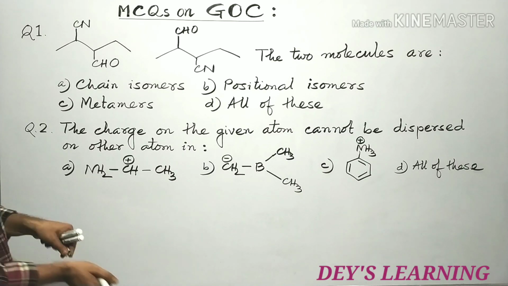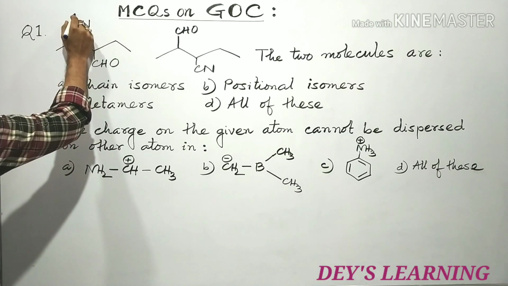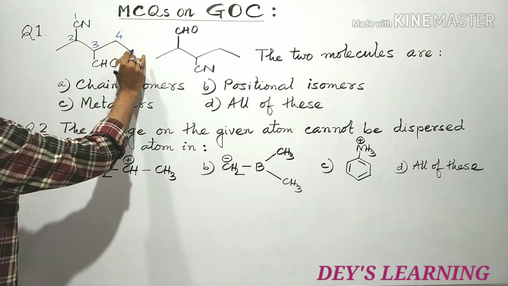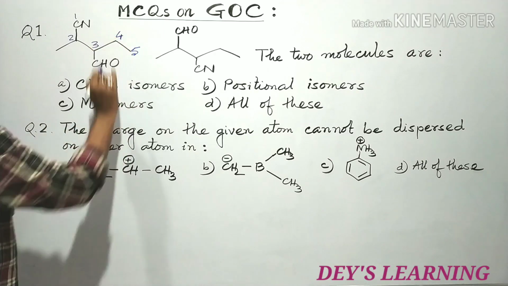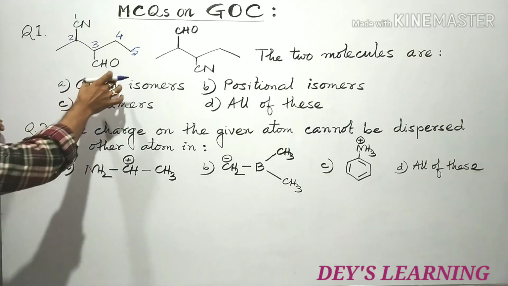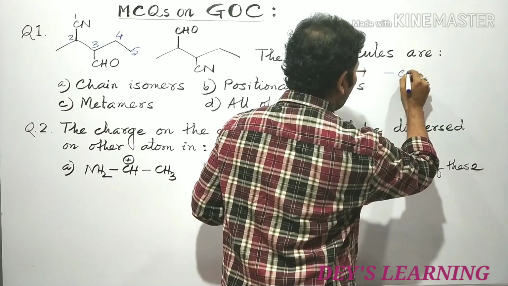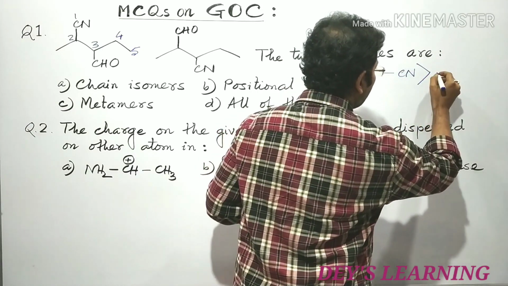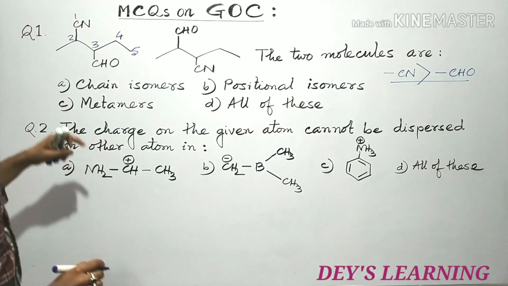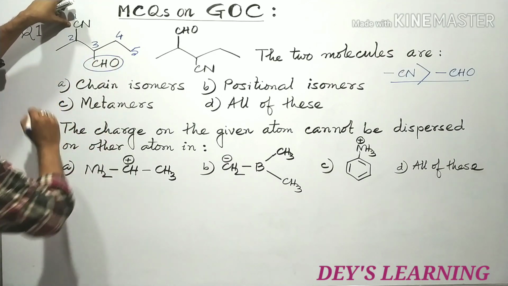ये दो compound को देखो. In this compound the numbering starts from here. This is your carbon number 1, this is 2, this is 3, this is 4 and this is your 5. From the priority order of the functional groups, we know the CN functional group is always in priority position over CHO. So when this is the principal functional group, then this one is the secondary functional group.